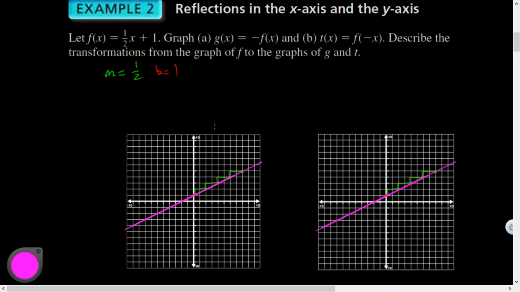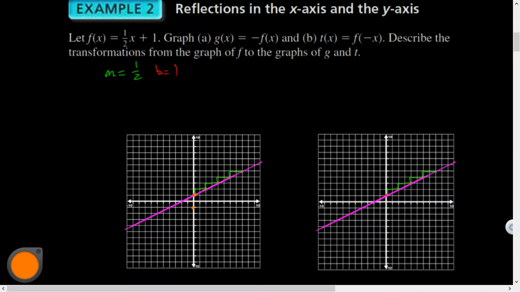My apologies. So here's our original line, and now they're asking us to graph g of x. I'll make that orange. g of x is equal to the opposite of my outputs. So what does that look like here? That's going to reflect over the x-axis. All my y values are now negative.